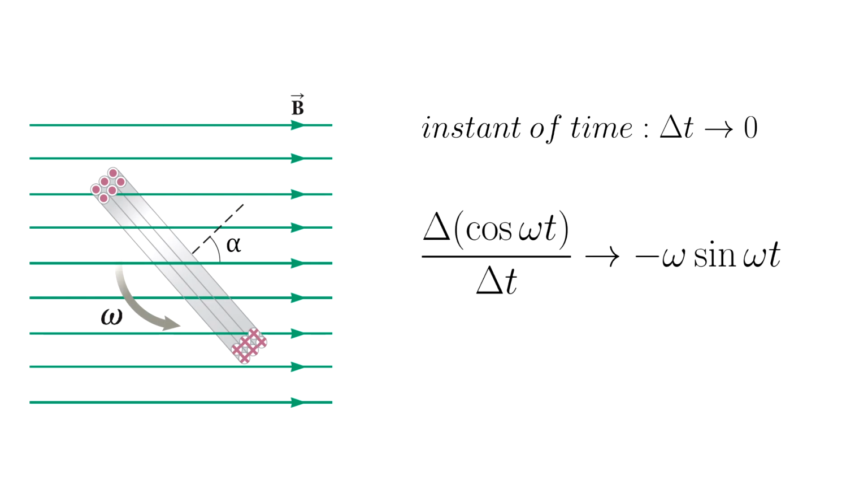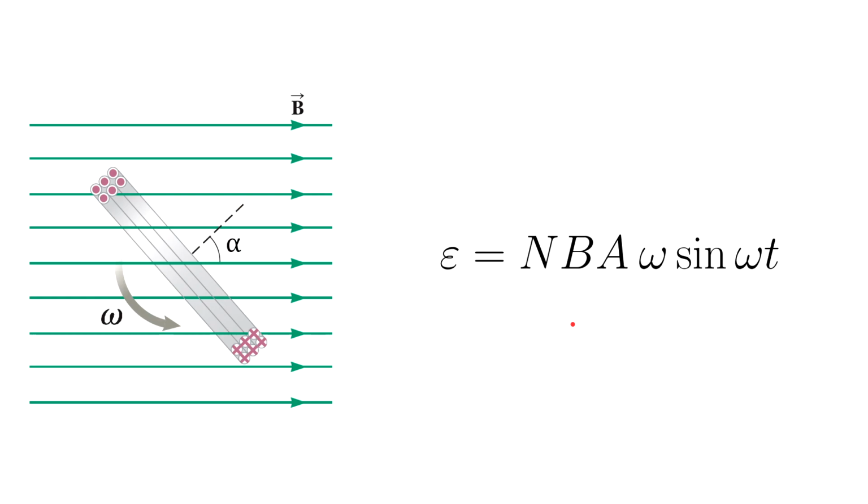Now, if we think of an instant of time, it is when delta t approaches 0. The expression delta cosine omega t over delta t approaches minus omega times sine omega t. This can be easily calculated if you know how to take the derivative of the function cosine omega t. Now we can substitute into the equation for the EMF. EMF is minus N B A times minus omega sine omega t, and the minuses cancel out. Finally, this is the equation for the induced EMF of an electric generator at any time.